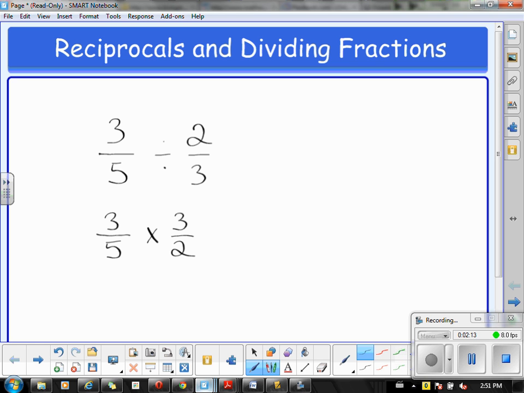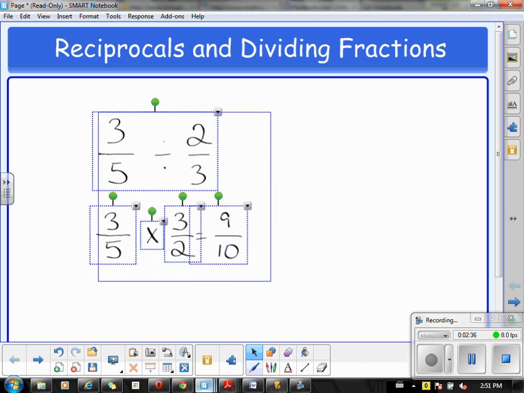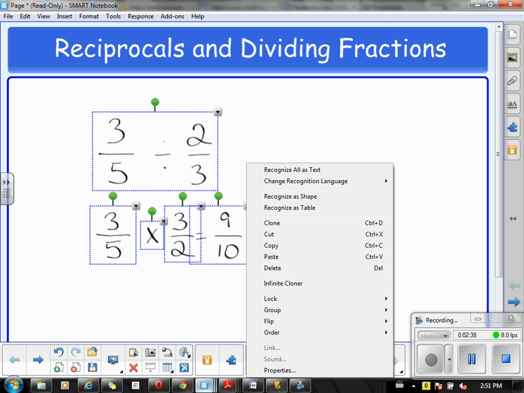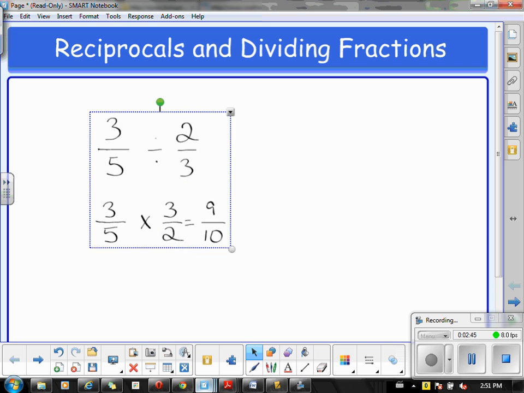Now you just follow the same rules for multiplying like we did earlier in the week. Check to see if you can cross reduce. Can't cross reduce, so we just say 3 times 3 is 9, 5 times 2 is 10. Last thing you need to do is check to see if your answer is in lowest terms and a proper fraction, and in this case 9/10 is a proper fraction and it is in lowest terms, so we are good for this one.